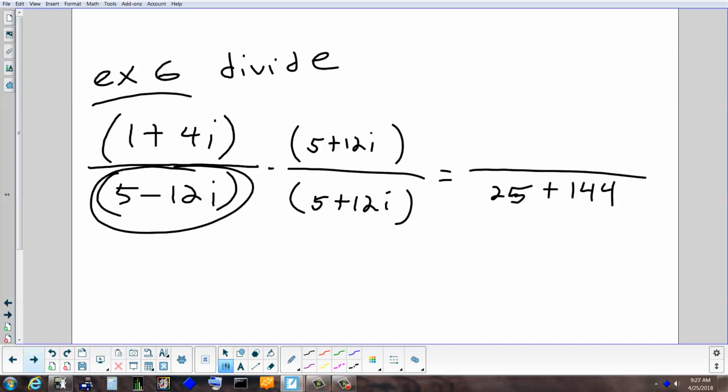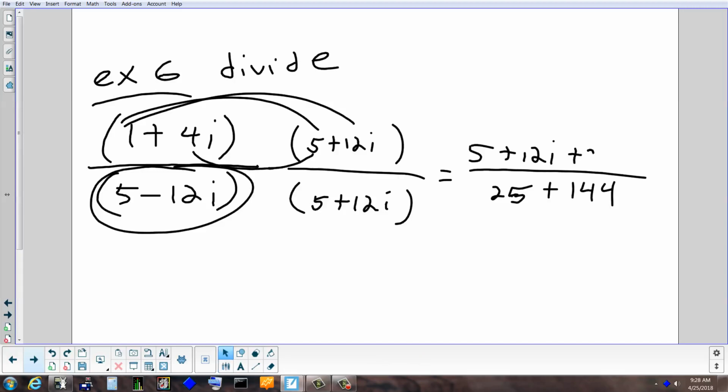All right. Marisha, can you tell me the first two things I would multiply together? 1 times 5 and 1 times 12i. Yep. So we got 1 times 5, 1 times 12i, and we'll keep going. Lexi, next two things. Plus 20i. Yep. So she did 4i times 5 and got 20i. And Brady, can you tell me what the last term would be?